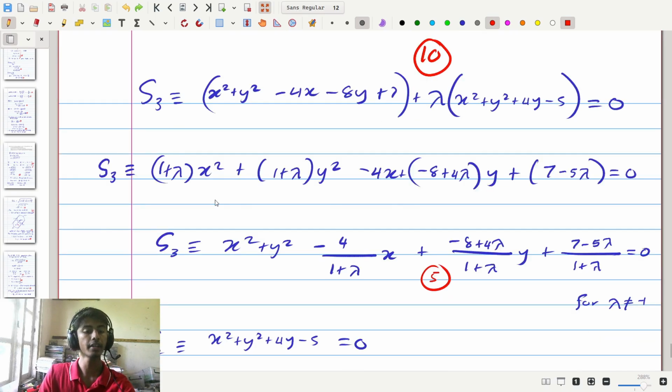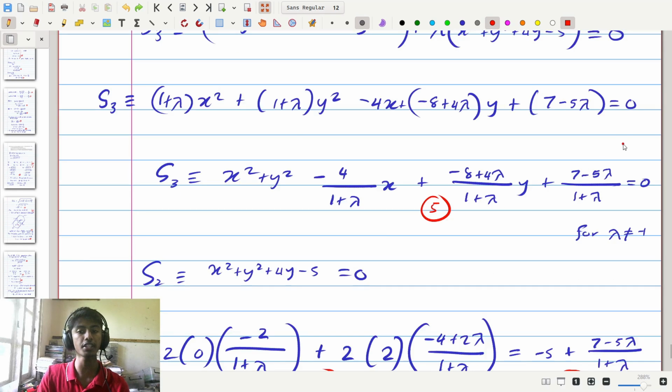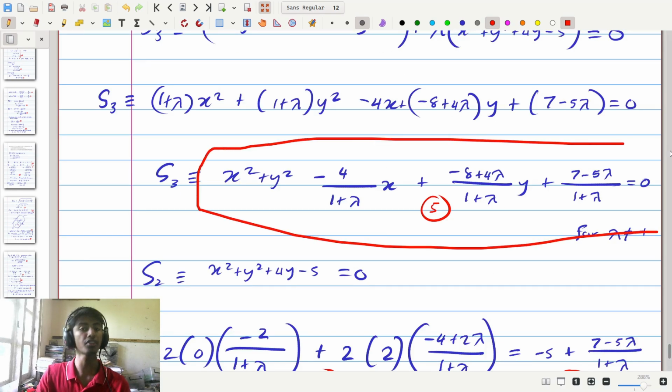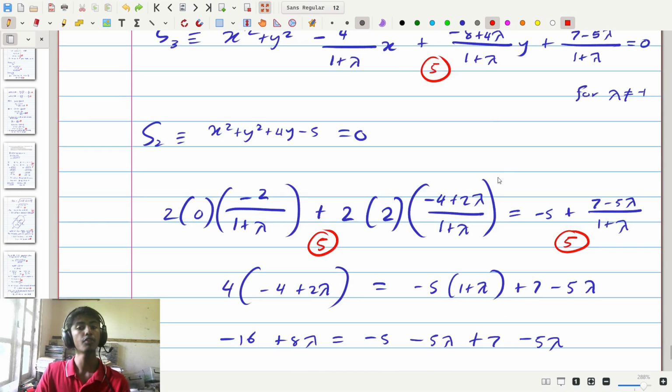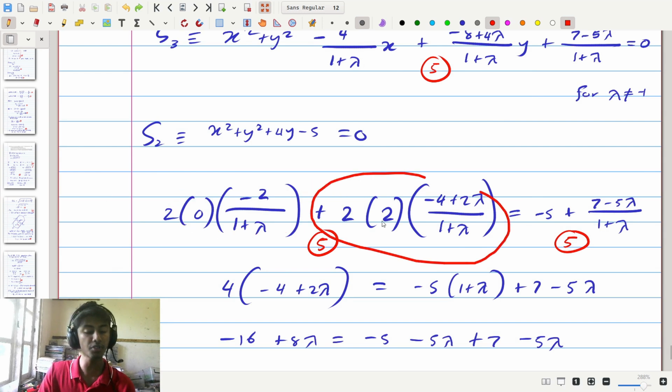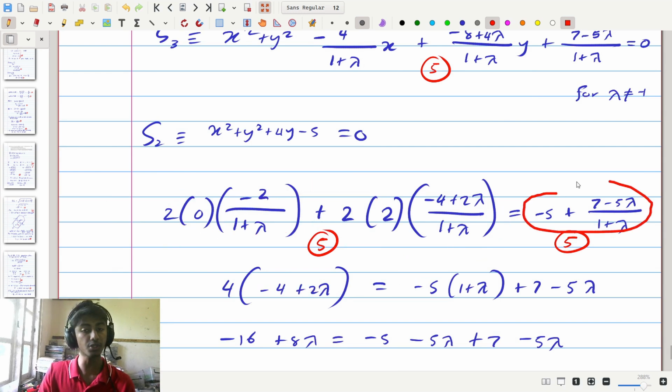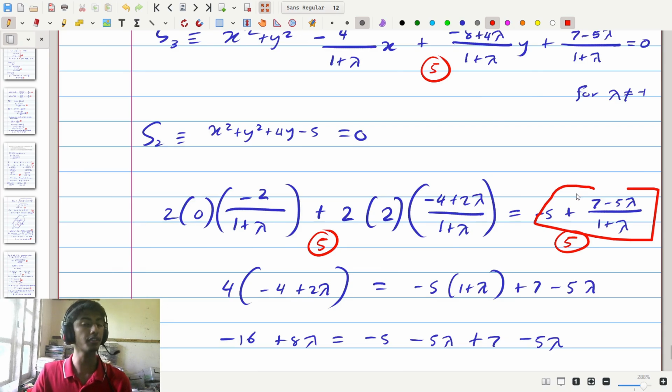Now after that, when you simplify down and get S3 in the standard form, which is this form right here, for getting this form you get 5 marks. And from that, when you then apply the condition of orthogonality, for the left hand side being correct, as in 2g1g2 and 2f1f2, you get 5 marks. And for c1 c2, c1 plus c2, you will get another 5 marks.